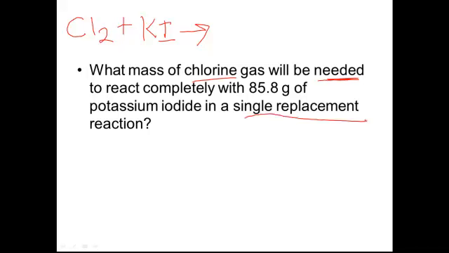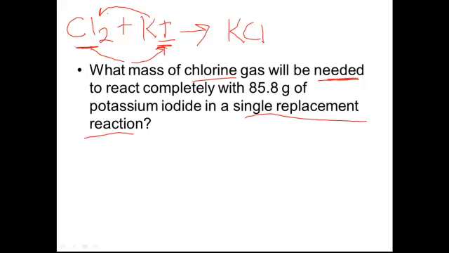They do tell us it's going to be a single replacement reaction. So hopefully we remember that in a single replacement reaction, the one that's by itself is going to kick out the other one. In this case, because chlorine is a nonmetal, it's going to kick out the nonmetal. So we're going to get K to be with the chlorine. Potassium is +1, chlorine is -1, so it's just KCl.